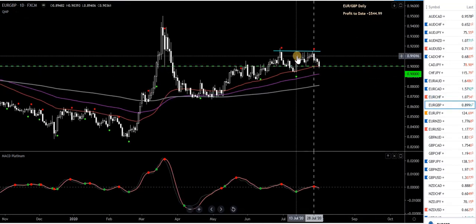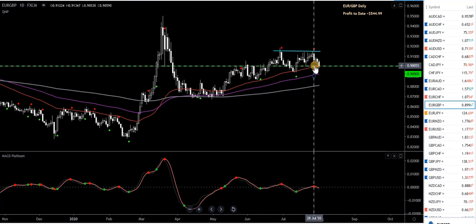Euro pound, this is one I didn't take. I'm sort of regretting I didn't now. Nice little double top here. The reason I didn't take it was the price was already pretty close to the MAs. Trend was up, so it's a high risk trade both ways there, and the MACD Platinum was very flat at the zero level. I'm going to start taking more of these.